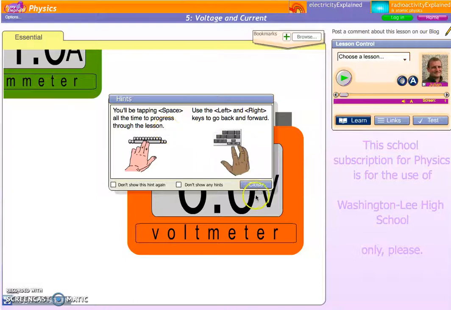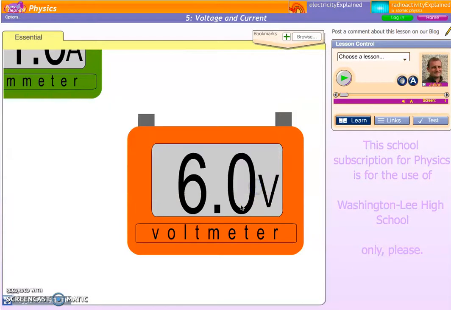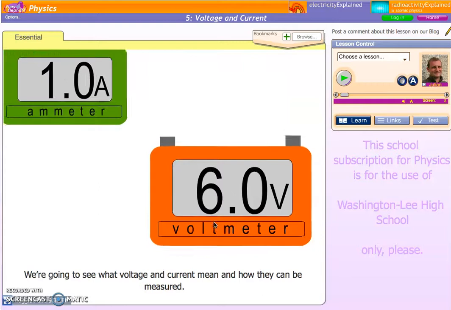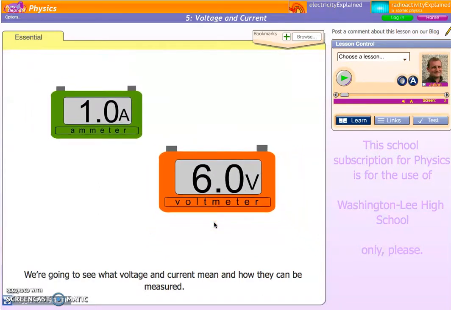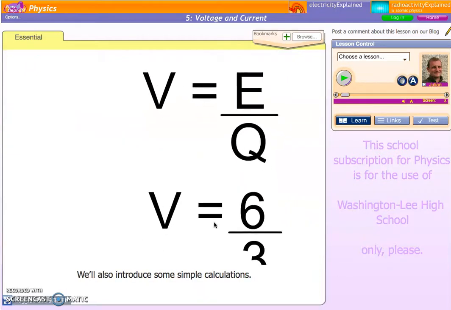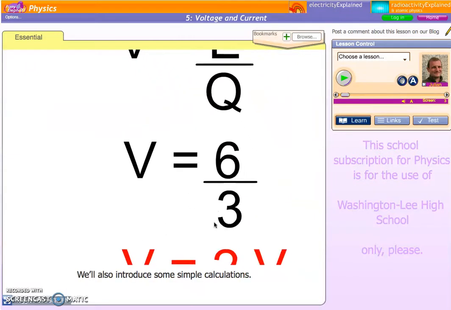This is Furry Elephant Lesson 5. We're going to see what voltage and current mean and how they can be measured. We're going to do this in class, too. We'll also introduce some simple calculations.